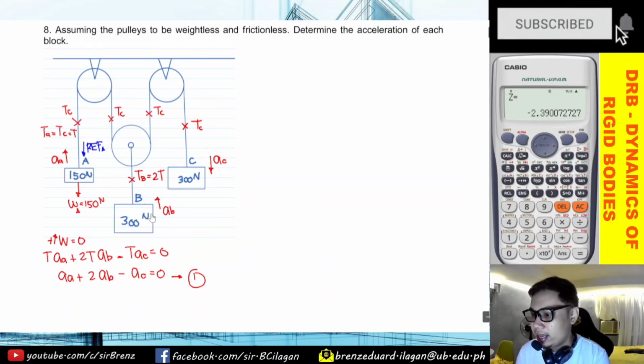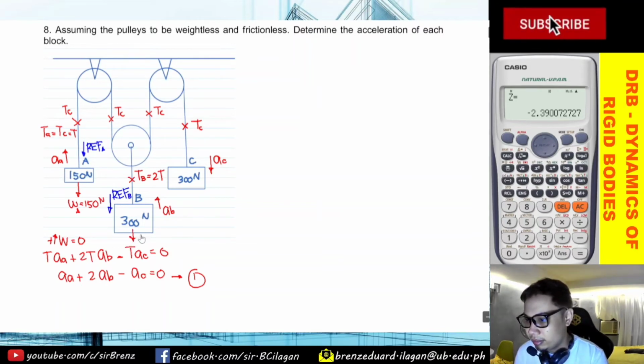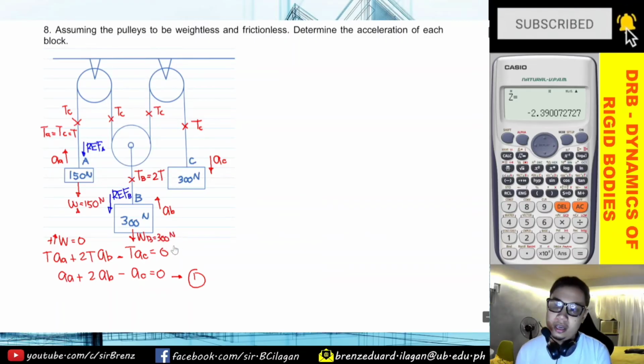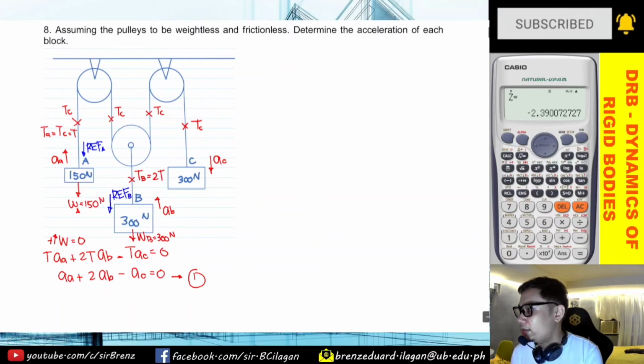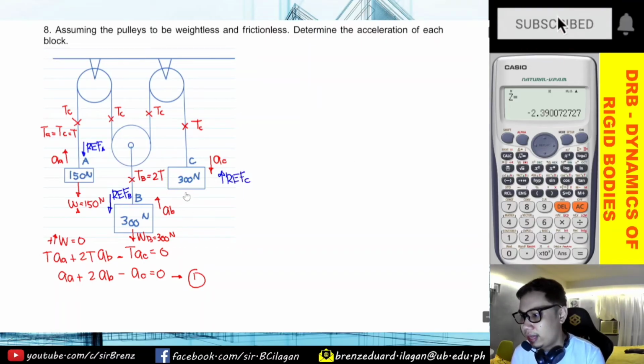So, next, for block B, so, upward nga yung motion niya ni block B. So, therefore, pababa rin yung REF sub B. And then, aside from that, meron ka ditong weight ng block B which is equals to 300 Newton. Okay, so next, we have also here the block C. So, kung pababa yung block C, therefore, pataas yung reverse effective force ni block C. And then, 300 Newton din yung weight ni block C.